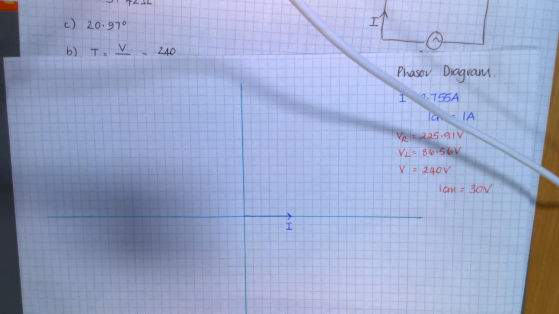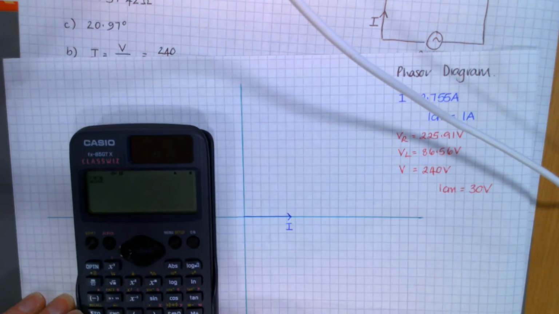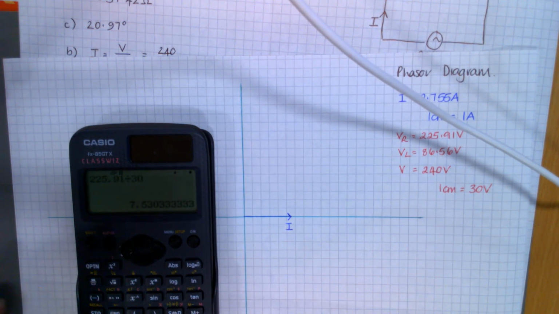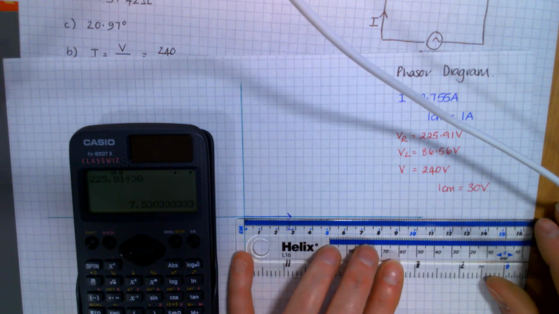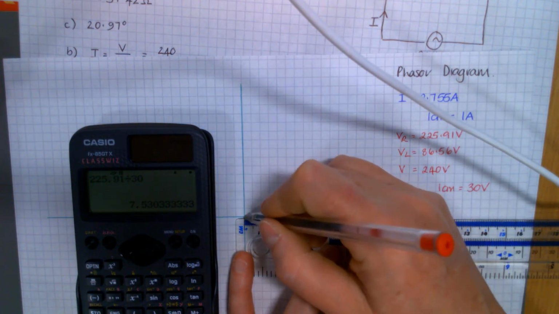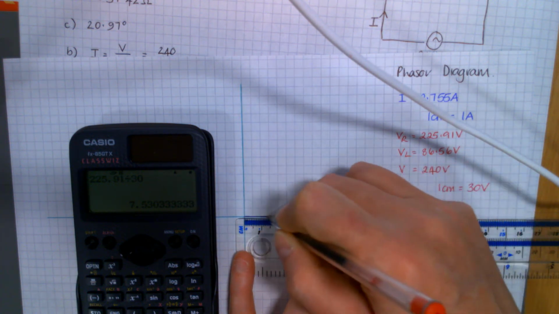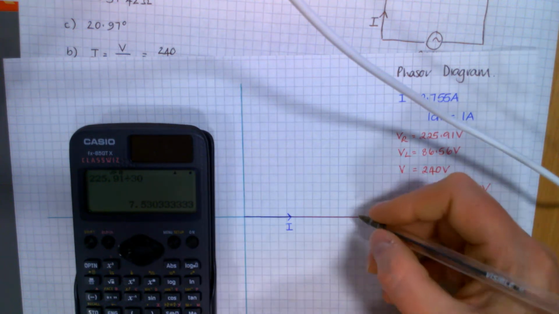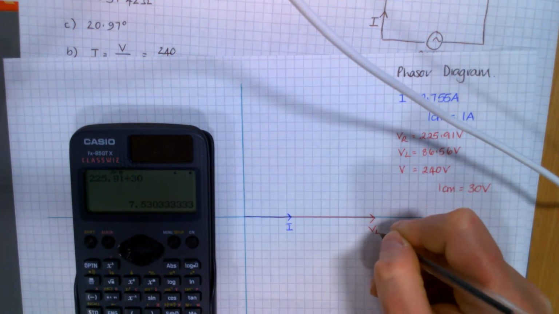So 225.91 on my scale of 30. The way that I work out how many centimetres that's going to be is take my 225.91 and divide it by 30. So that gets me 7.53. So my phasor length is going to be 7.53. So it's about there. That's my VR.